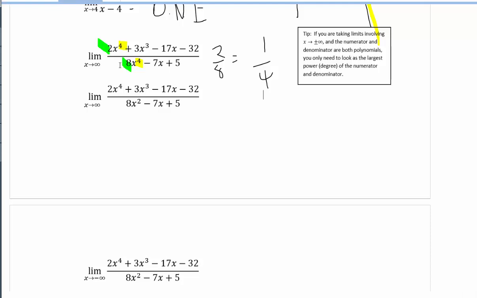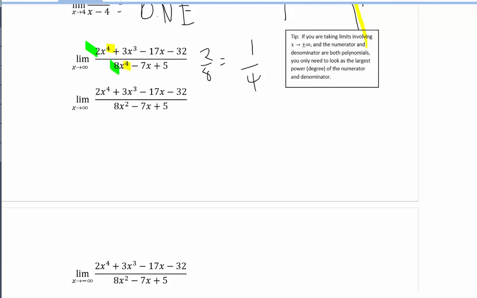So let's look at the next one. We only care about the biggest powers. I'm going to be very careful to make sure these things are in descending order. You notice these are in descending order, so we're okay there. There's a 4, there's a 2. Powers do go down. Now, when the power on the top is bigger, it's going to grow so much faster as x approaches infinity, so it's going to dominate.